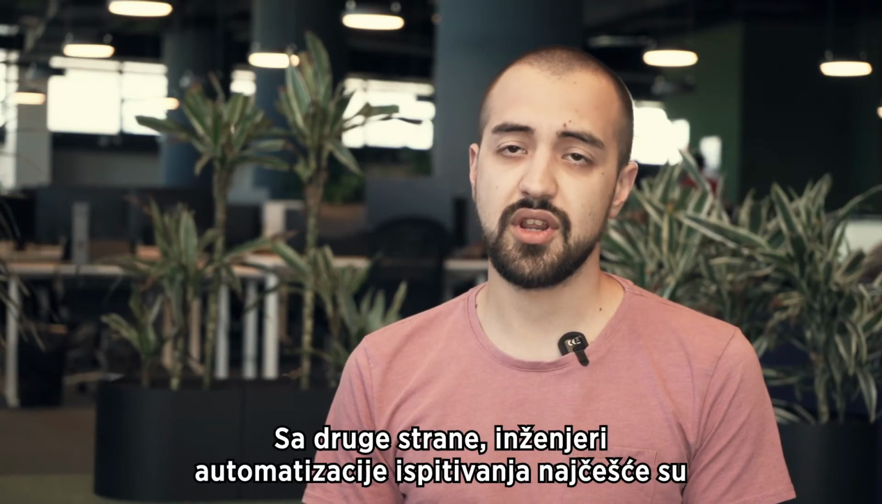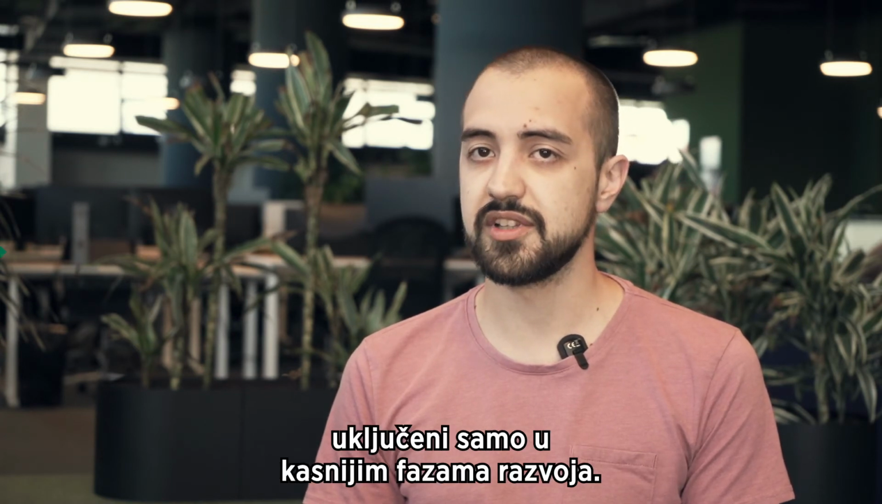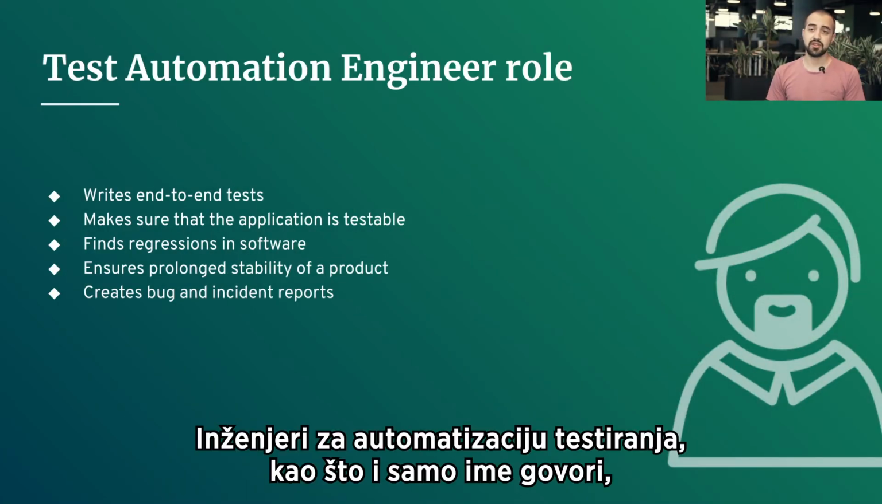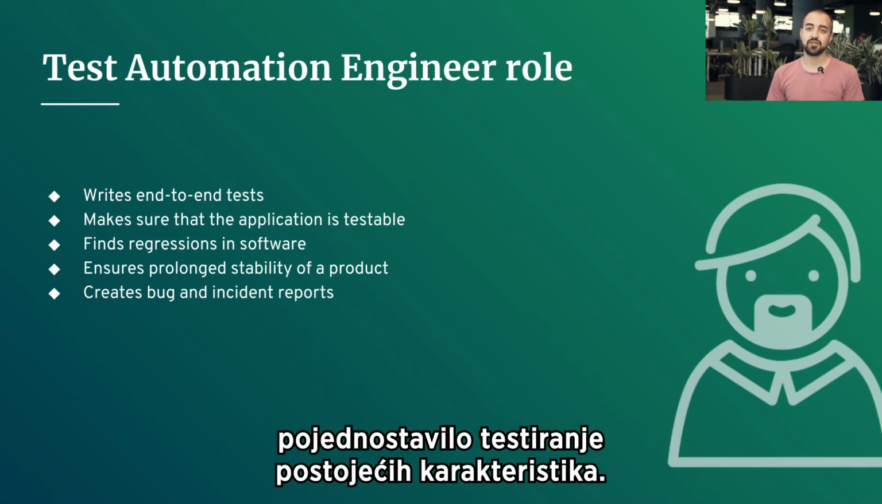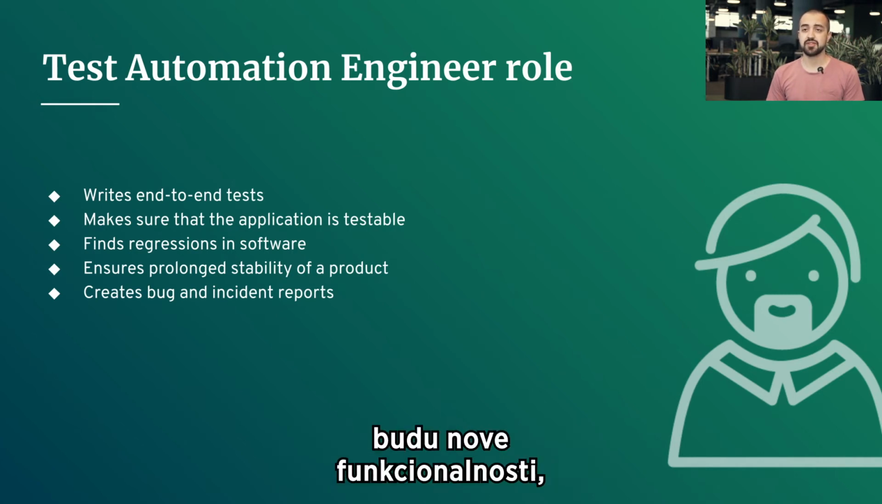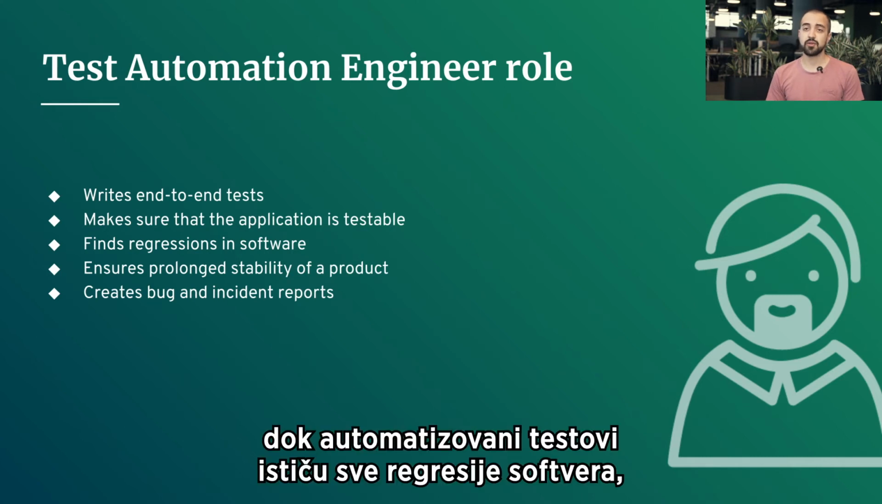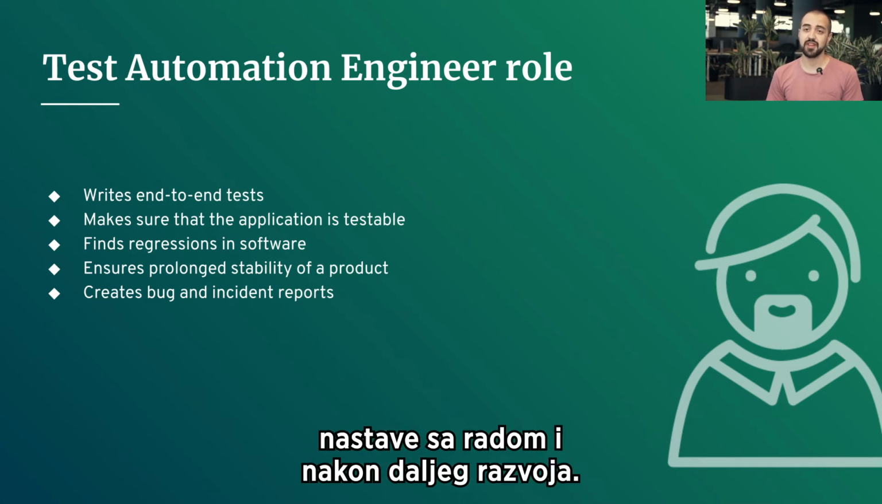Test automation engineers, on the other hand, are most often involved only for the later stages of development. Test automation engineers, as the name suggests, automate and often write test cases in order to streamline testing of pre-existing features. This ensures that immediate focus for Agile testers is on testing new features, while automated tests highlight any regressions in the software, or in other words, making sure that things that work continue to do so with new development being done.